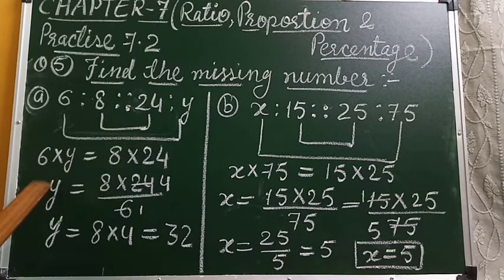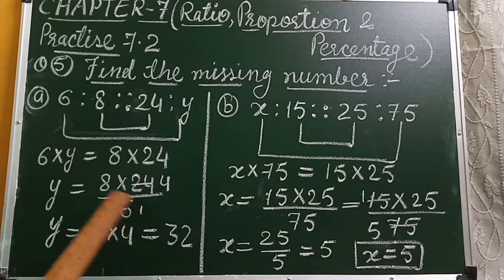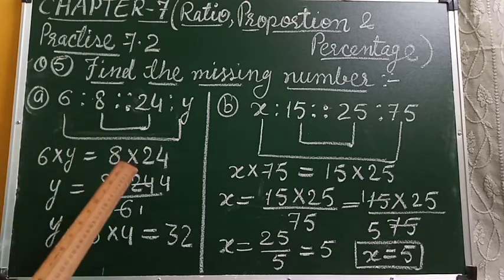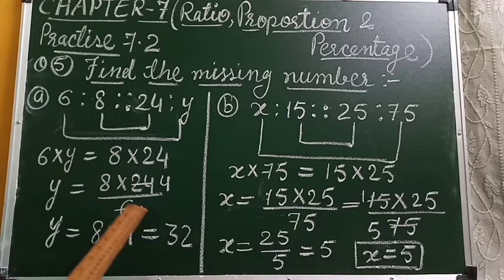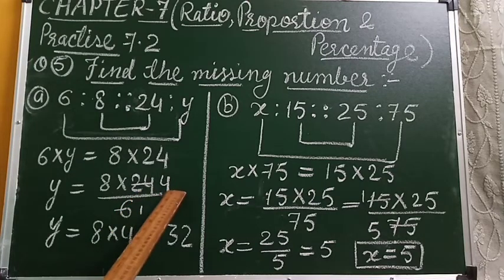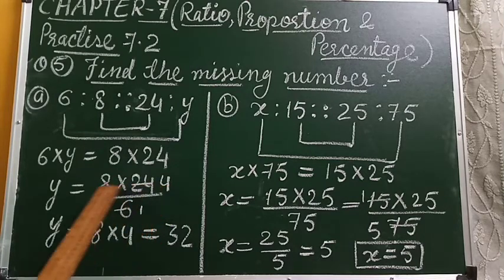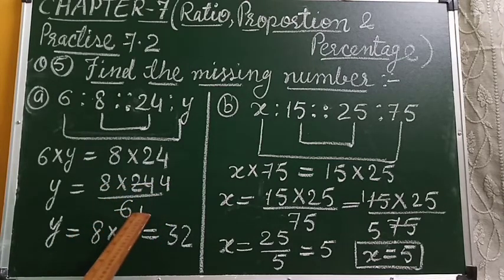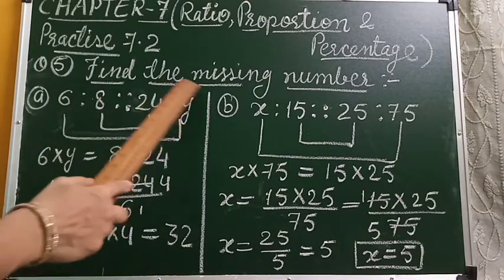So we have to keep y on the left hand side only and we have to shift this 6 to the right hand side. So 8 multiplied by 24 divided by 6. When 6 shifts to the other side, it will go in the denominator. So let's simplify. 6 ones are 6, 6 fours are 24. We can simplify these two terms because they are multiples of 6. So what is left in the numerator? 8 into 4. And in the denominator only 1 is left. So 8 multiplied by 4 is 32. The value of y is 32. The missing term is 32.